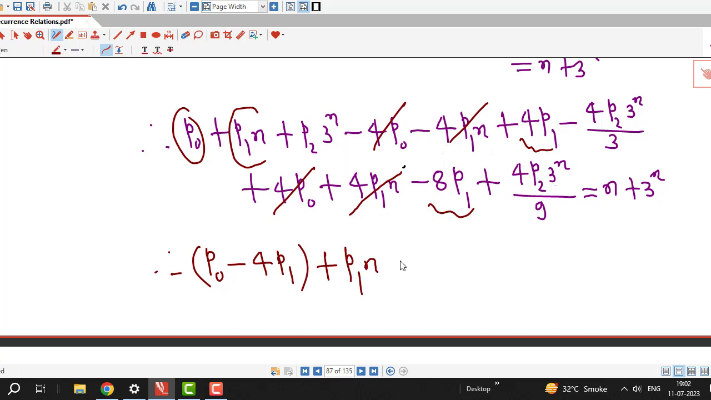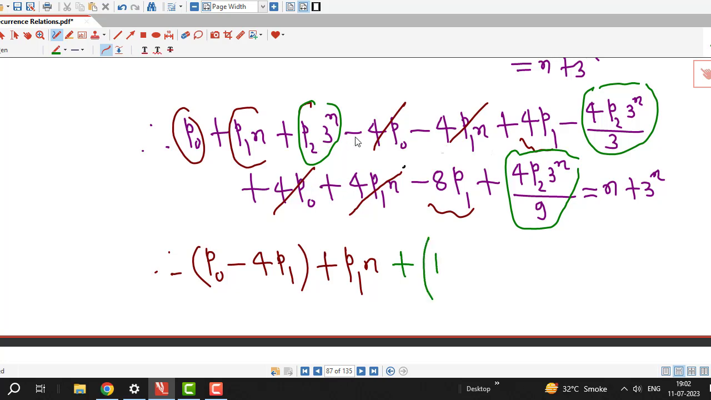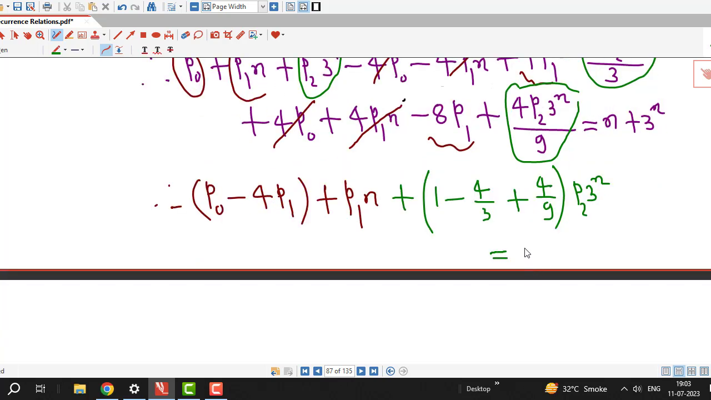Now we collect all those terms in which we have 3 raised to n. So those terms are P2 into 3 raised to n, and this is also containing P2 into 3 raised to n, and this one. In each of these terms we have P2 into 3 raised to n common. So let me take P2 into 3 raised to n common, and here I am left with 1, here I am left with minus 4 by 3, and here 4 by 9, times P2 times 3 raised to n equal to, this we can rewrite as 0 plus 1 into n plus 1 into 3 raised to n.